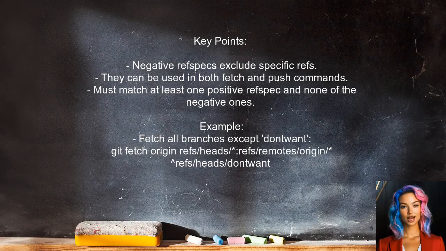Negative refspecs are prefixed with a caret symbol and allow users to specify which references to exclude. This feature enhances the ability to manage branches by allowing complex patterns while ensuring that only desired references are included in operations.